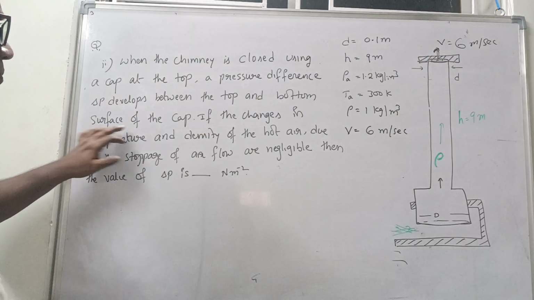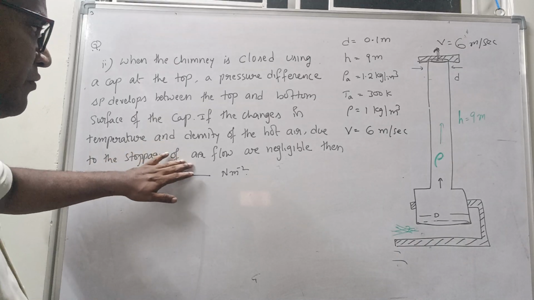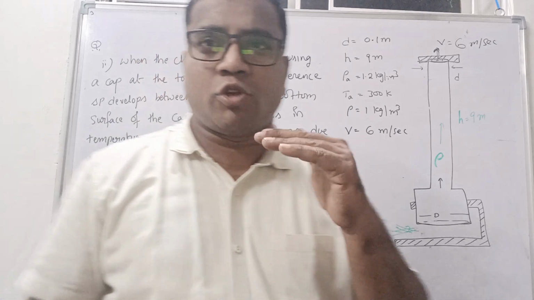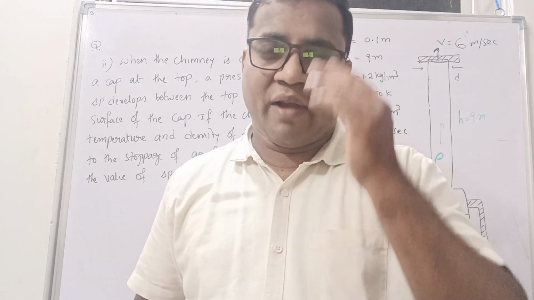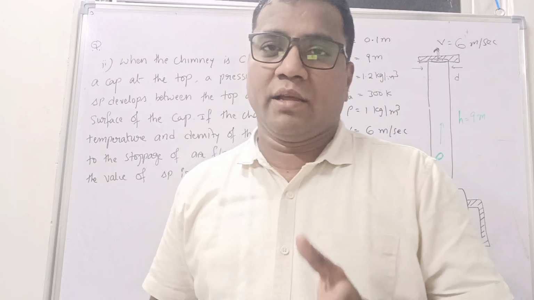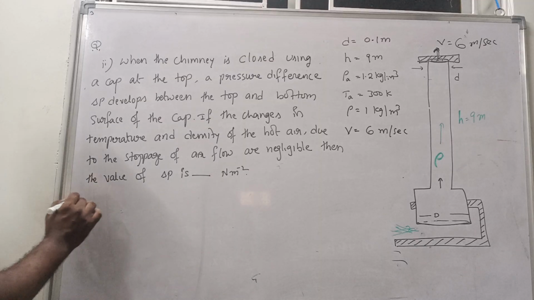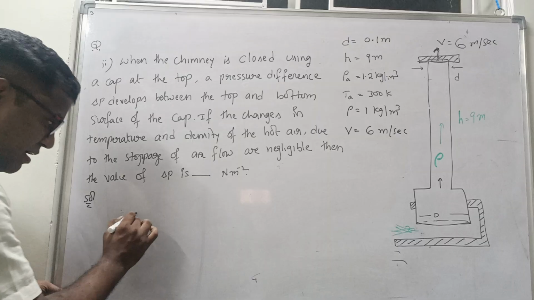And he's saying that if the changes in the temperature and the density of the hot air due to the stoppage of air are negligible, then find delta P. That means by stopping the air, there is no change in the temperature and no change in the density. And he's asking to find delta P. See here how to solve this one. Again, this one is also very easy. Try to understand.